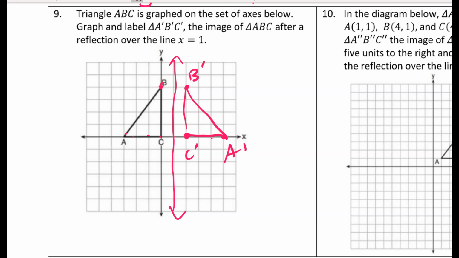Now, you'll be able to tell if you did this correctly because a reflection is a rigid motion, so these two triangles should be congruent. If they don't look congruent, try graphing it again.